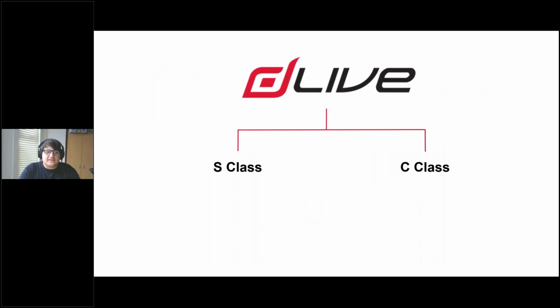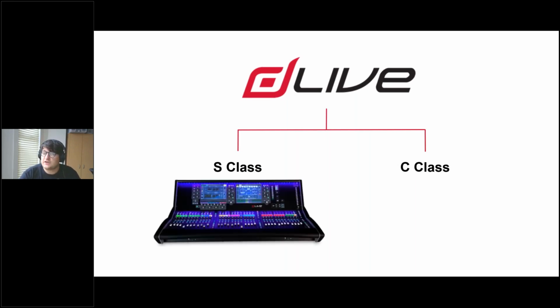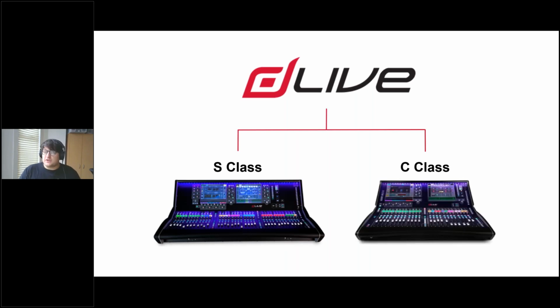So I did touch on this a little bit earlier, but we have our S-class range and our C-class range. So the S-class is the fully featured, sort of maybe more professional range, whereas C-class is a little bit more budget friendly. So there are some differences between these two ranges. The S-class range has a 3-year manufacturer's warranty, while the C-class range has just a 1-year manufacturer's warranty.